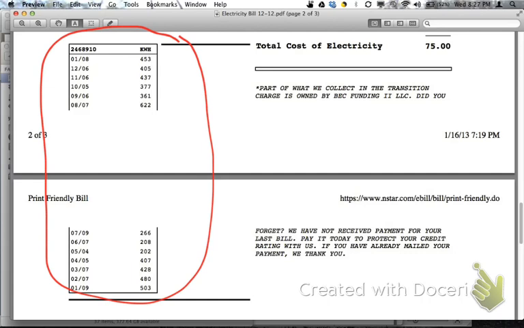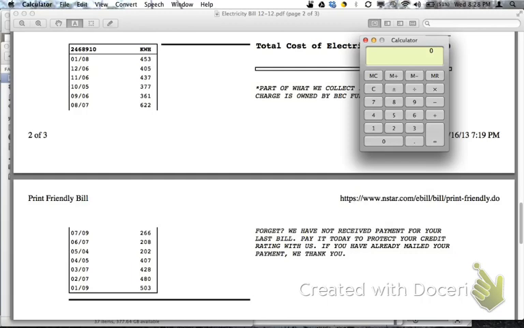So what we're going to do here is we're going to just pull up the calculator, and we're simply going to add the numbers for each month. So for example, this current month I'm using 453. I'm going to add that to 405, and so on until I get the total. Once you get the total, that will then get entered onto the spreadsheet.